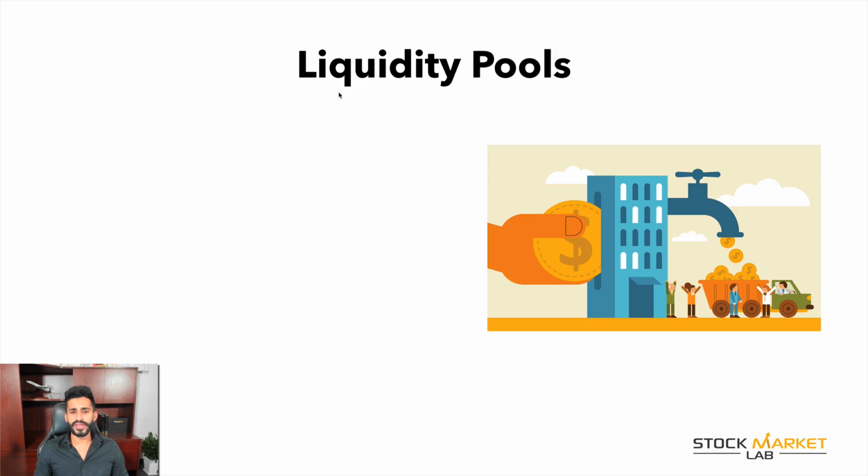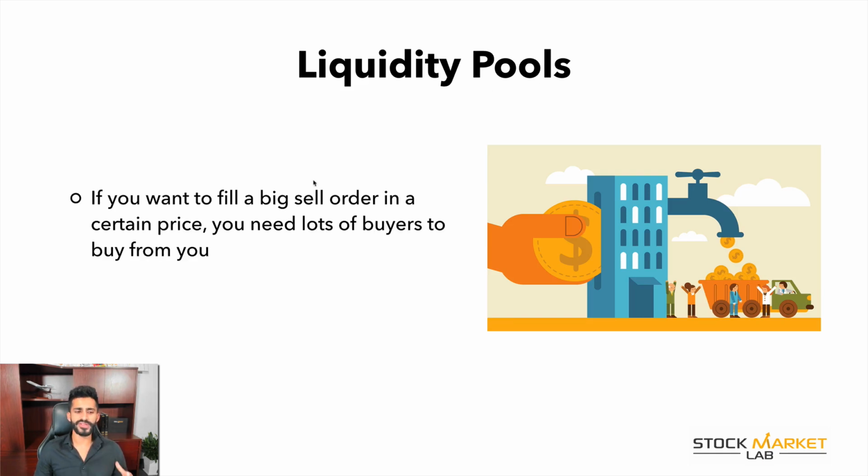Now, let's understand trading traps on a deeper level. So there's something called liquidity pools. What happens here is, let's say a big institution, or let's say even you, have 10 million shares of a stock. If you want to fill a big sell order at a certain price, you need lots of buyers to buy from you, right? Once again, let's say stock ABC is trading at $30. You want to sell, let's say, 1 million shares at $31.